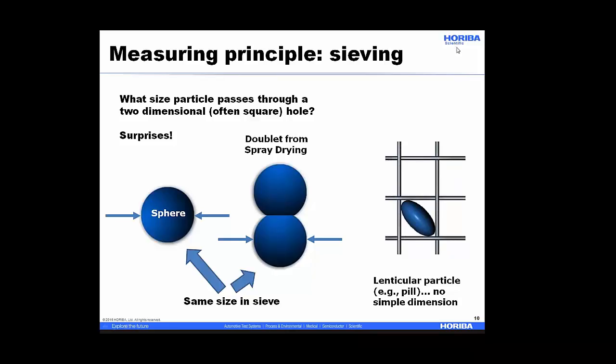Another example are lenticular particles. So if you think about things that look like lenses, there is no single simple dimension that tells you how that's going to fit through the sieve. You can't just take the diameter or the thickness. You really have to find the stretch from here to here. So as long as you keep this fact in mind as you go to compare particle analysis techniques, you can stay out of trouble.